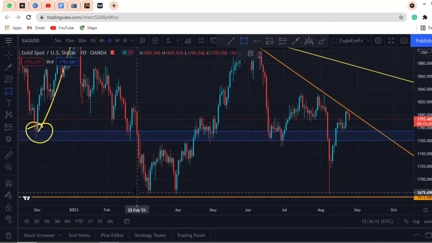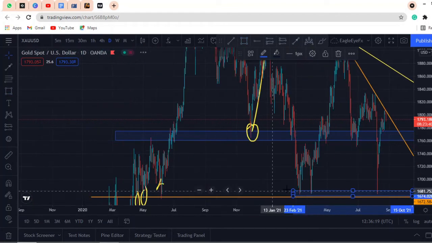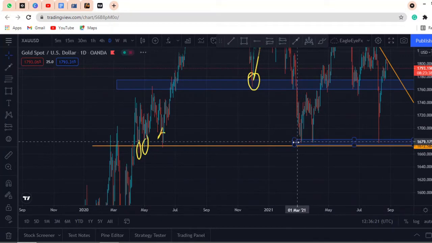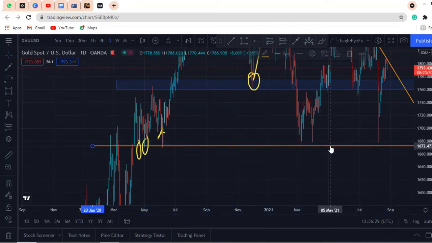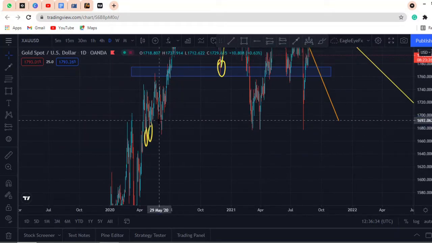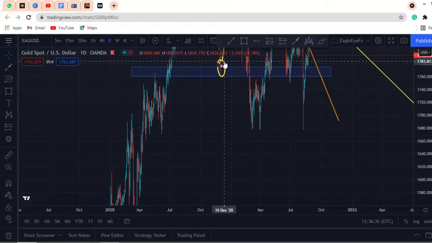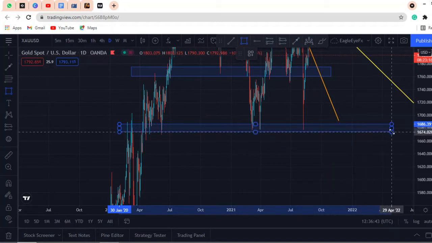So this one, draw this as a zone, and you can see that it has really been respected or obeyed. So let me delete. Oh no, no problem. Let's draw that again quickly. Let me remove those, and then I'll draw my support like that.